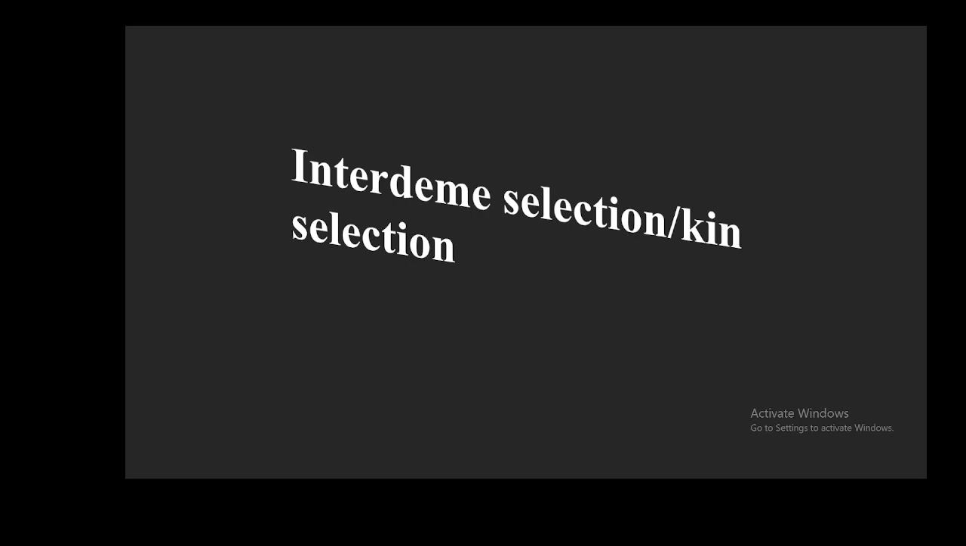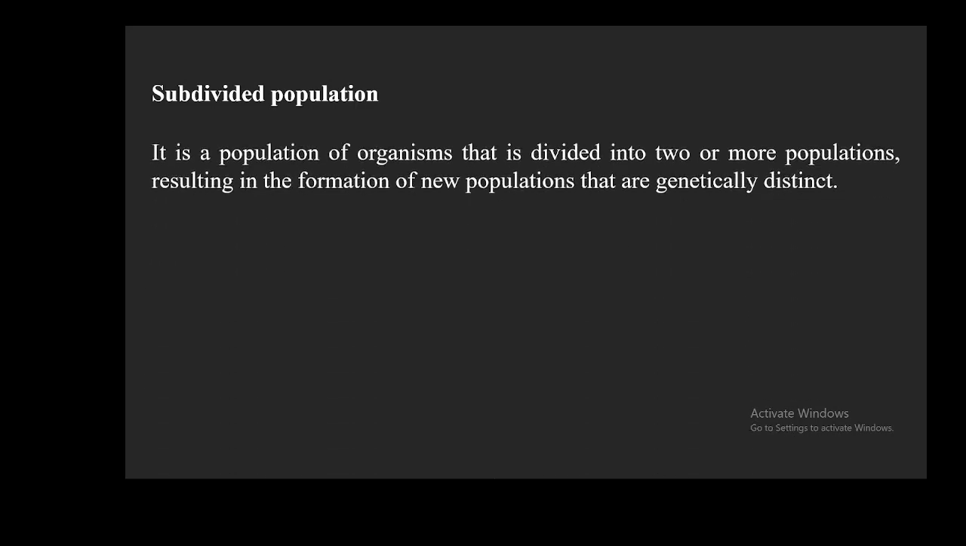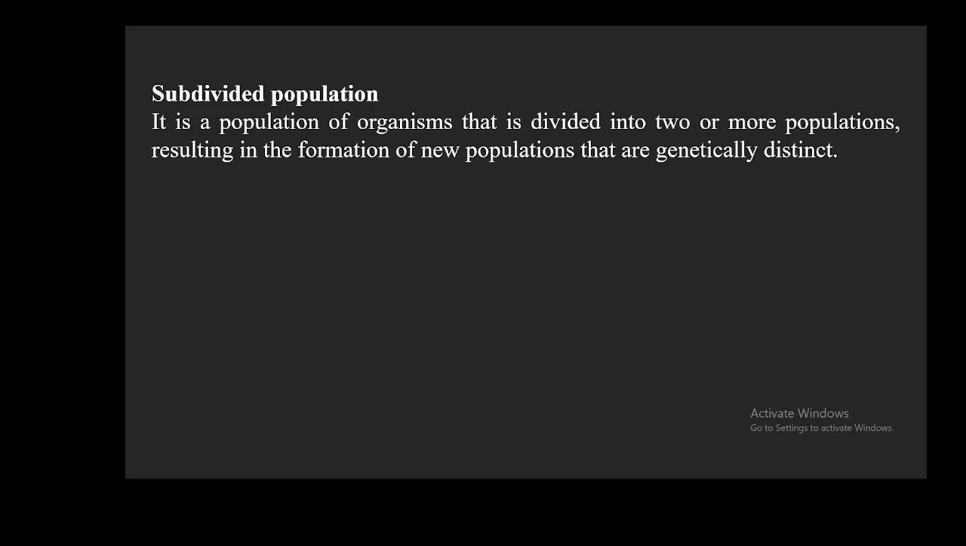Let's start this new topic on population genetics, which is interdeme selection or kin selection. First of all, we need to understand what a subdivided population is. Whenever the original population is divided into two or more populations, that is known as a subdivided population, and that results in the formation of new populations that are genetically distinct.